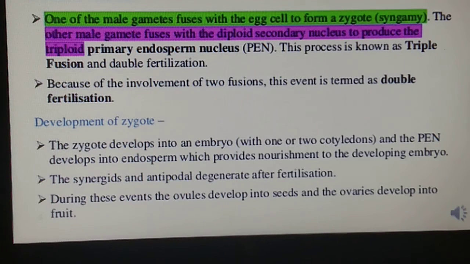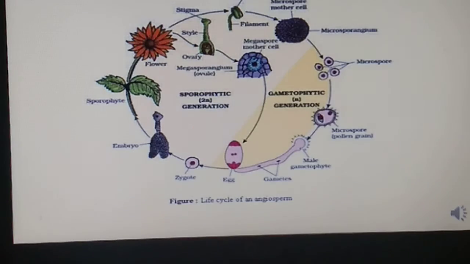And the synergids and antipodals that are present on both ends, that is the chalazal and micropylar end of the ovule, degenerate after fertilization, students, and during these events the ovule develops into seed. So there were ovules within that ovary. The ovule develops into the seed and the ovary develops into the fruit.